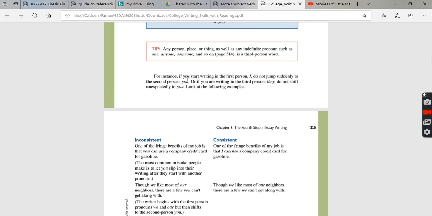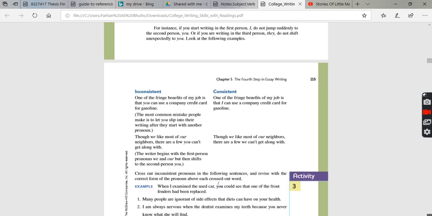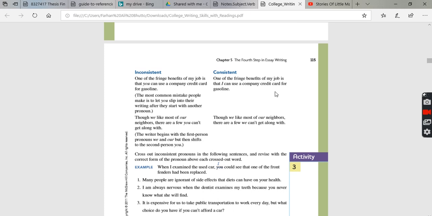For instance, if you start writing in the first person, I, do not jump suddenly to the second person, you. It will, of course, make your reader confused. Or if you are writing in the third person, they, do not shift unexpectedly to you. Look at the following examples. Now these are inconsistent sentences and then they're consistent sentences.